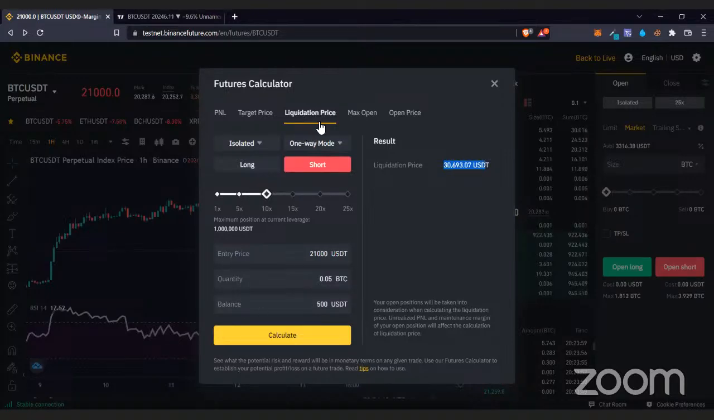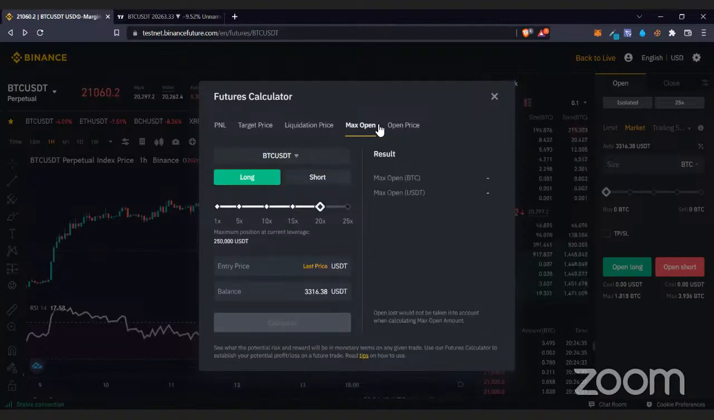All right, that is how you use the isolated. And another thing I didn't point out is on the mode. We have the one-way mode and then we have the hedge mode. So if you have the hedge mode activated, you can calculate for the hedge mode. But right now, my account is only in the one-way mode, so I just calculate for that. All right. And then the next tab is the max open.